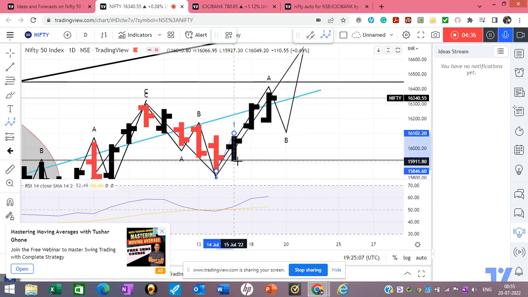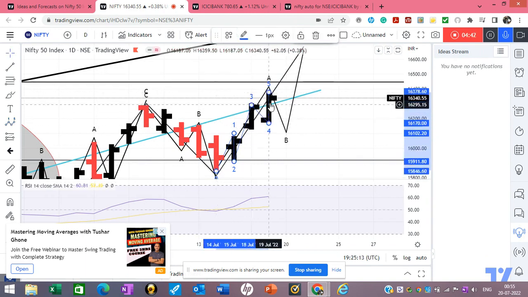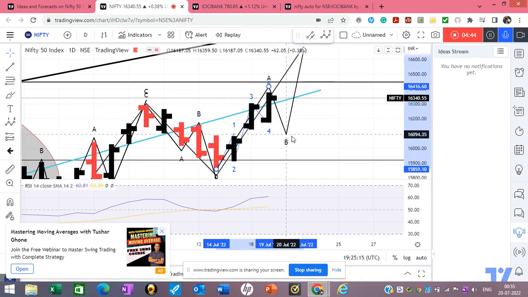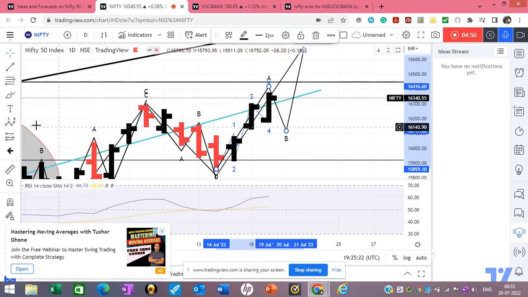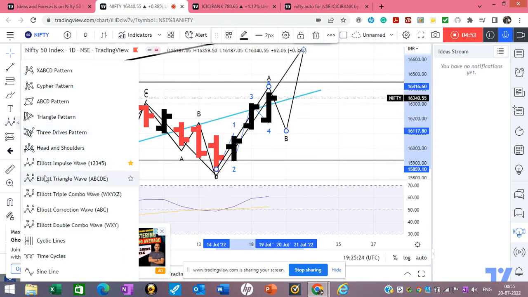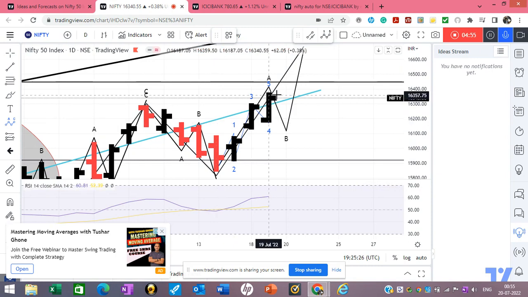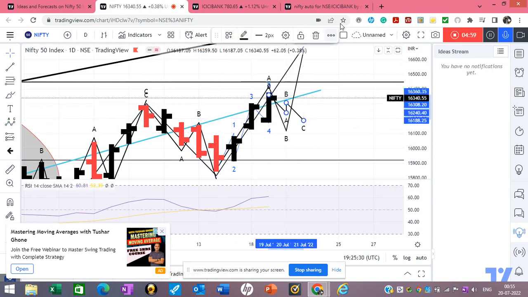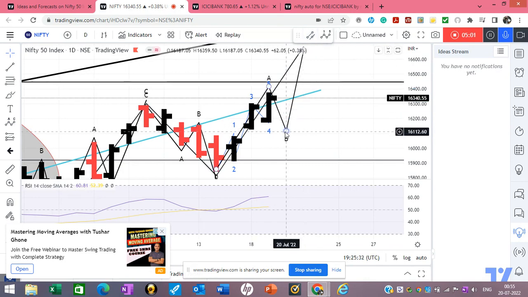One, two, three, four, and five. So the five wave move is up. So now we'll have wave B. So what kind of wave should we expect? One decline. One kind of ABC correction. Small A, B, and C, something like this. Okay, this will be wave B.